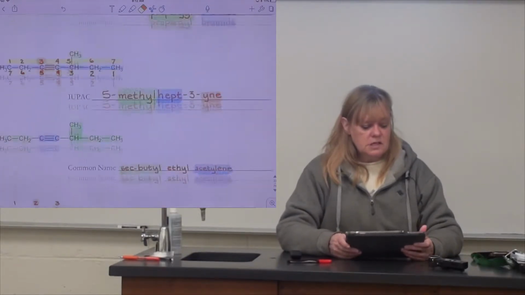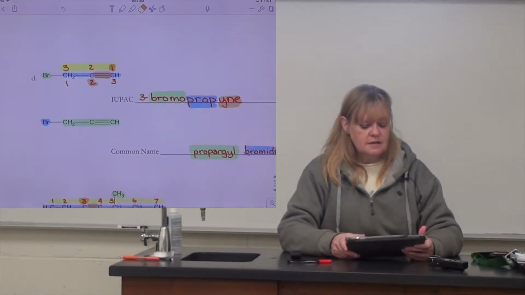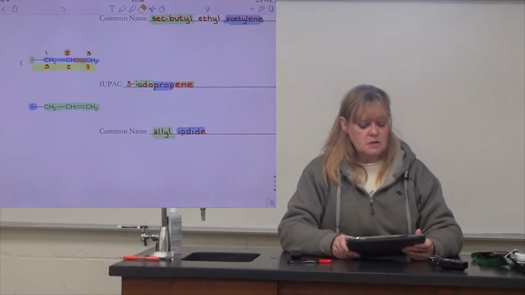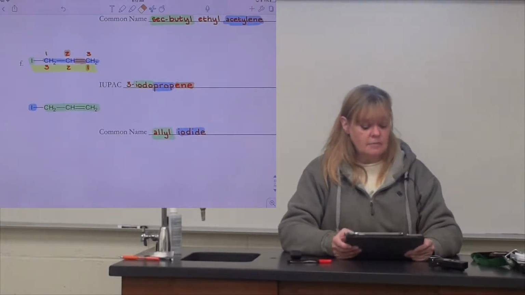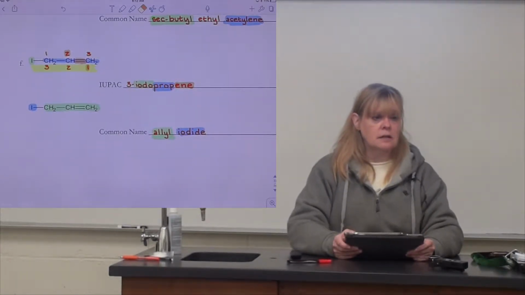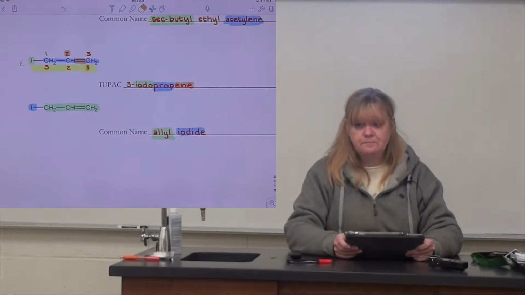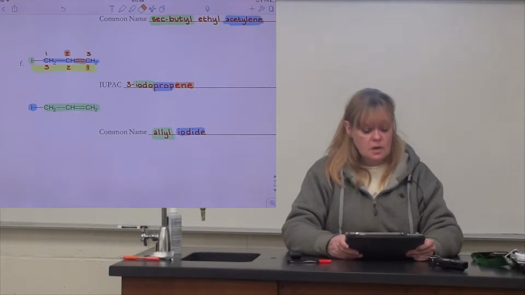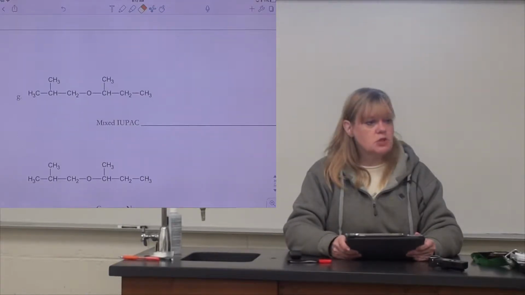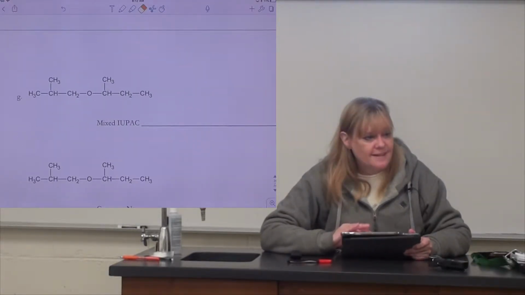F is very similar to D, except it's a double bond, so it's an -ene ending. And because it's a double bond, it's an allyl group rather than a propargyl. And I think that's all the farther I went. So we'll check the rest of them on Monday, I guess.